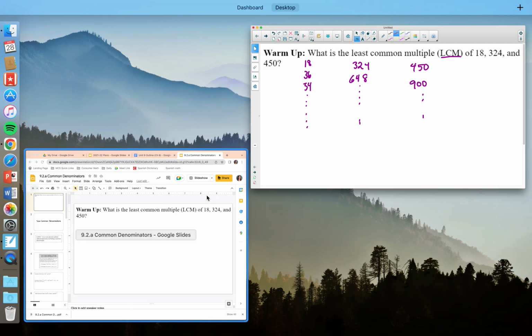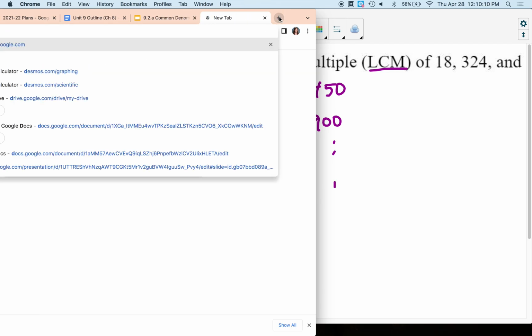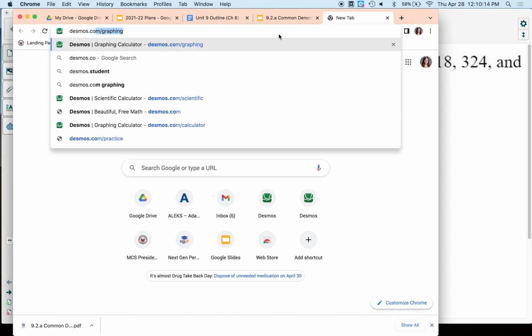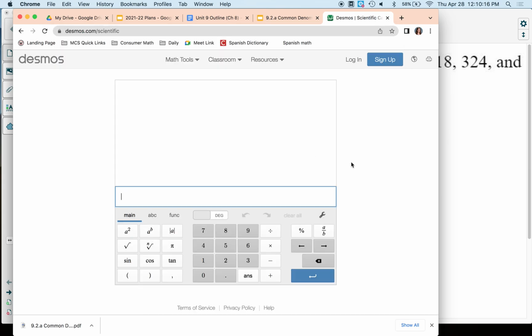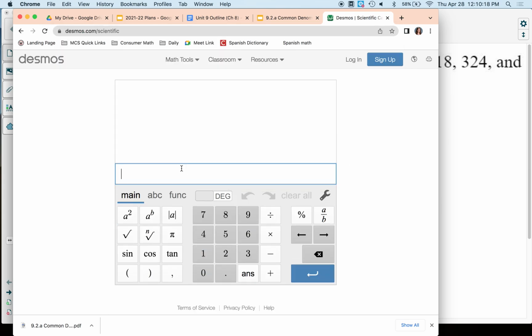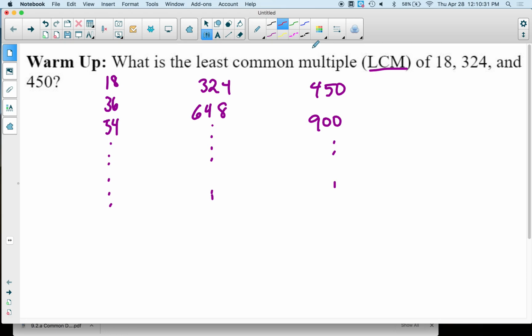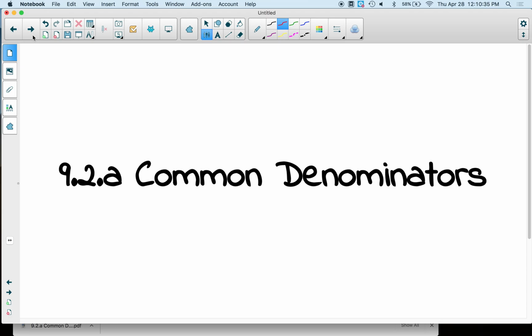So a shortcut to finding a least common multiple is to just multiply all three numbers together, okay? So you can take 18 times 450 times 324. This will not give you the least common multiple, but it will give you a multiple. So if nothing else works, just multiply them all together. You get a pretty big number, okay? So that's the concept of a least common multiple.